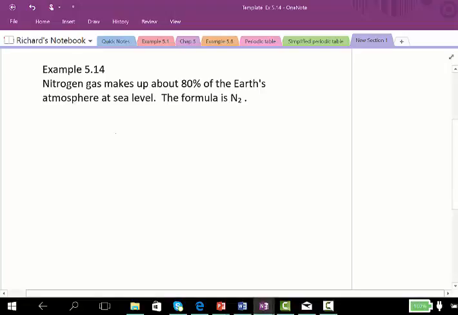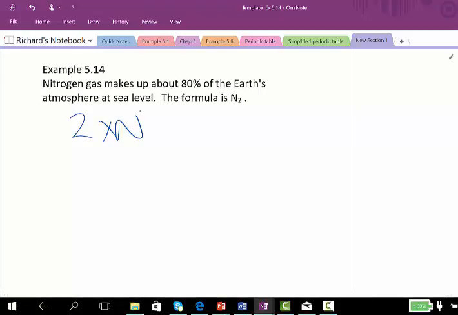Example 5.14. Nitrogen is a gas at room temperature and room pressure, sort of what we experience in our everyday lives. It's also a molecular substance. It's a molecule made up of two nitrogen atoms. So we need to figure out how many valence electrons are in a nitrogen atom so that we can draw a proper Lewis electron dot diagram for this molecule.